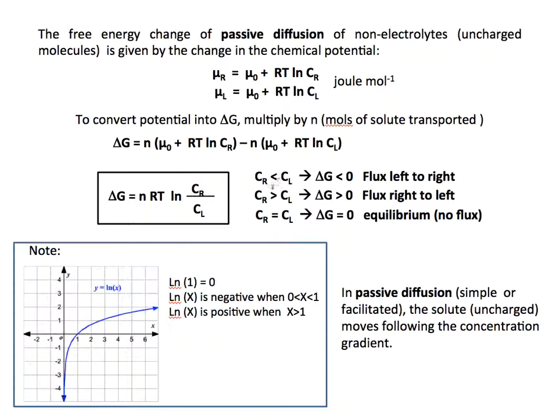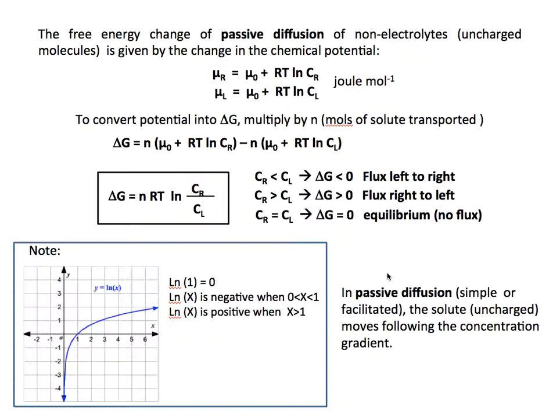And when the right side concentration is higher, it's obviously going to go to the left. Mathematically, it will show that the opposite is going to happen. And when you get ln of 1, that's just saying CR and CL are equal, and that's when you're going to get 0. So you're at equilibrium. There is no net flux.